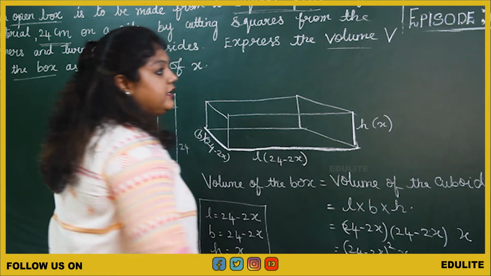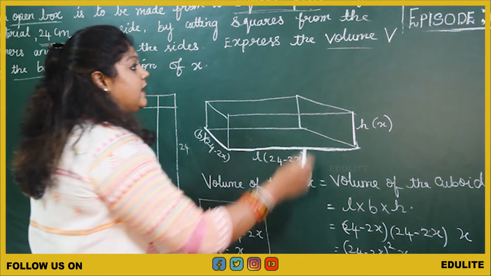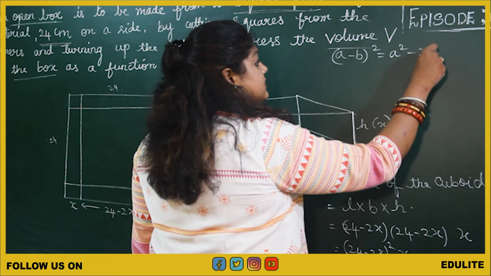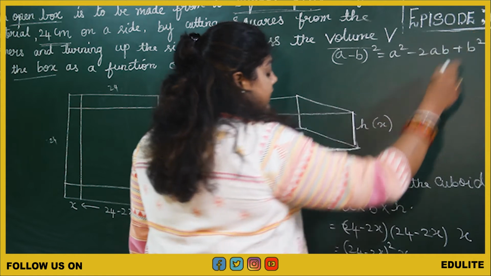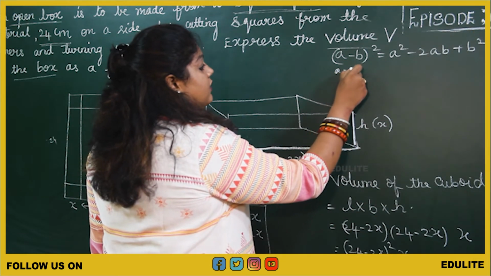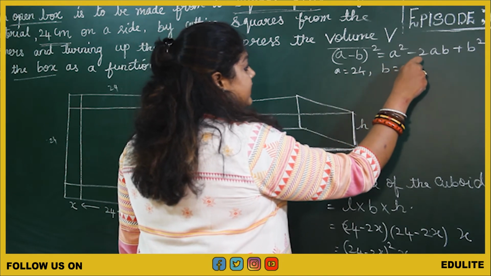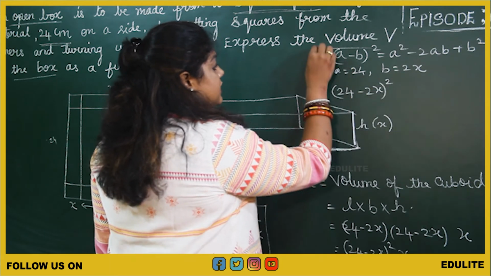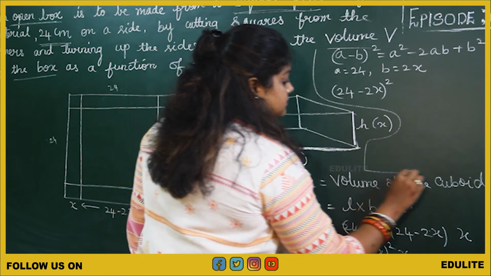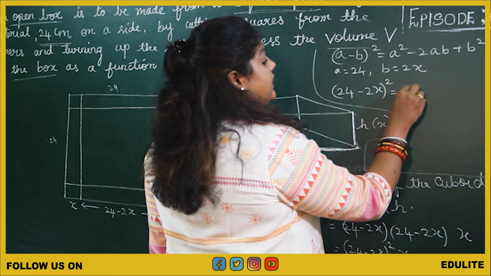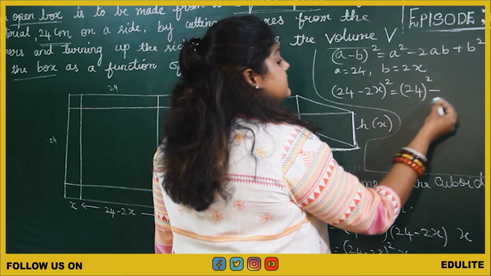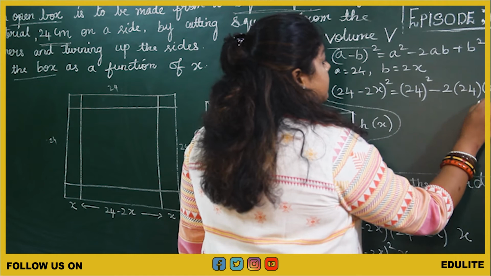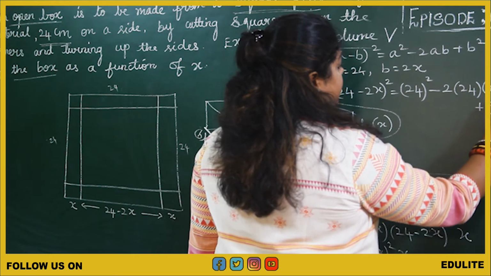This we have to expand using the a minus b whole square formula, which is a well known formula. a minus b whole square is equal to a square minus 2ab plus b square. In this problem, a value is 24 and b value is 2x. Let us do it. 24 minus 2x whole square is equal to 24 square minus 2 into 24 into 2x plus 2x whole square.